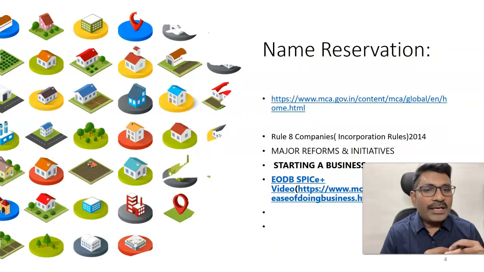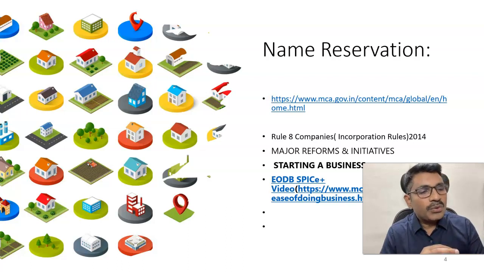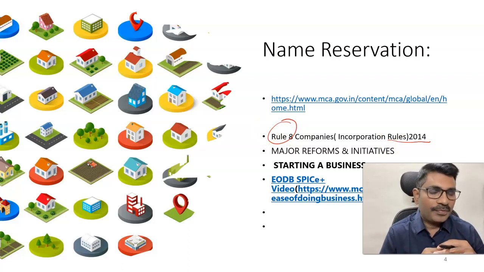Now, how to identify the name? People may laugh and say, no, we know that, what is the big deal? We can identify the name. We go to some people whom we know, they will give the names. Because a name is a very important thing in our life, because a name has its own brand. So when you are identifying the name, there are rules provided under the Companies Incorporation Rules 2004. Rule number 8 provides how to identify the names.